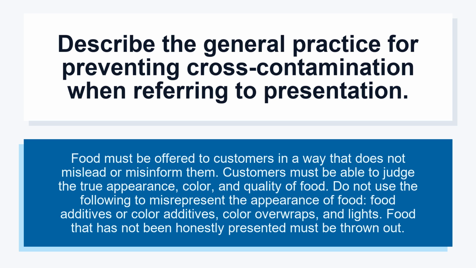Food must be offered to customers in a way that does not mislead or misinform them. Customers must be able to judge the true appearance, color, and quality of food. Do not use the following to misrepresent the appearance of food: food additives or color additives, color overwraps, and lights. Food that has not been honestly presented must be thrown out.